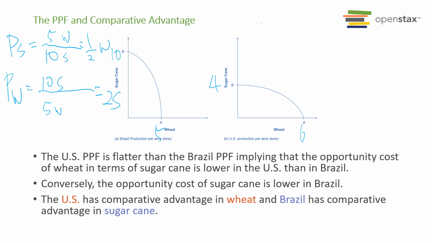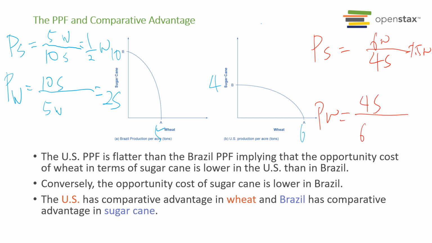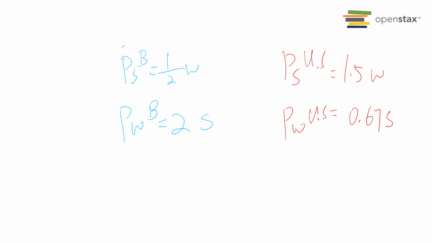And then for the US, we do the same thing. Let me use a different color. For the US, we're going to find the price of sugarcane and then the price of wheat. So for sugarcane for the US, it's 4 sugarcane over 6 wheat. This will be 1.5 wheat. And then for wheat, that's going to be 4 on top, 6 at the bottom, so this would be 0.67. Sorry, guys, I typed it on a new page here.